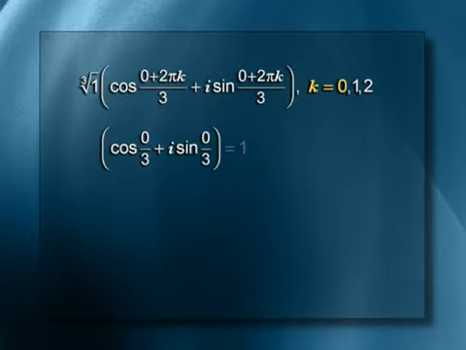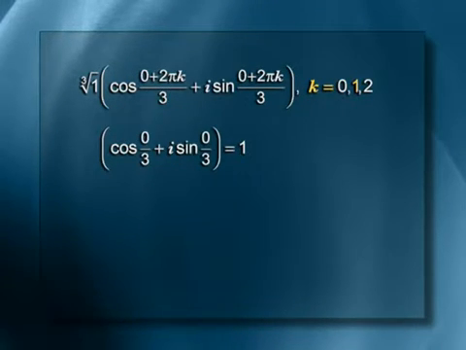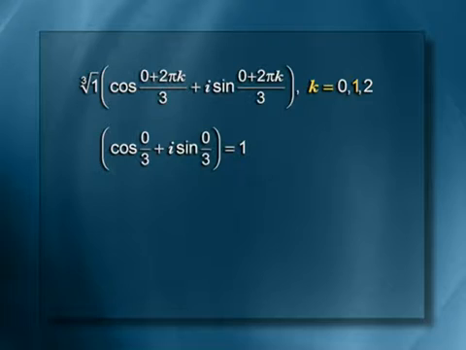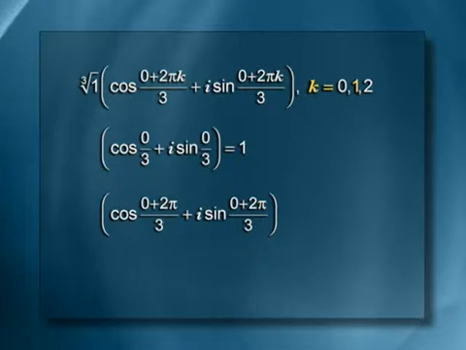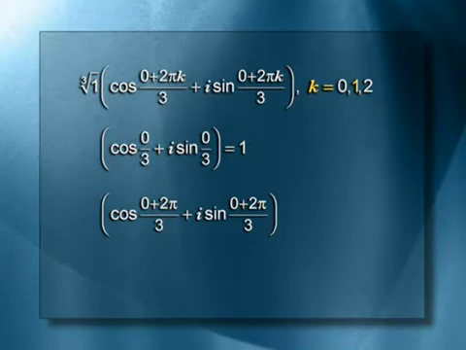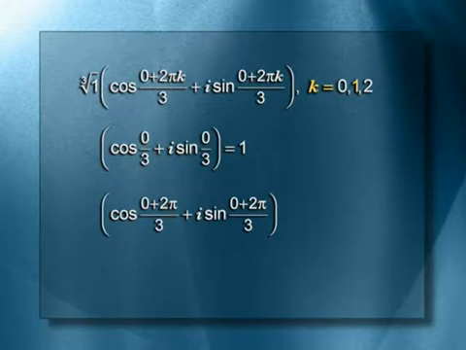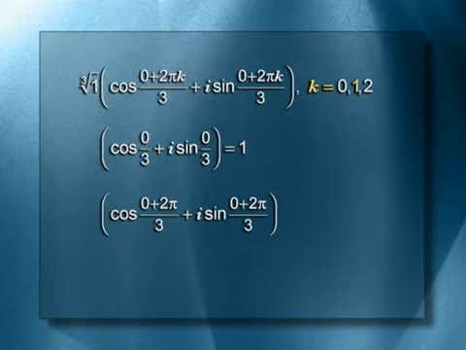The output is the root we knew about. We knew about 1. Now, here comes the fun part. Plug in k equals 1 into our formula. Watch what happens. The angle is theta plus 2 pi k, and k is 1, so it's 0 plus 2 pi over 3, and that is 2 pi over 3. So it's cosine 2 pi over 3 plus i sine 2 pi over 3.